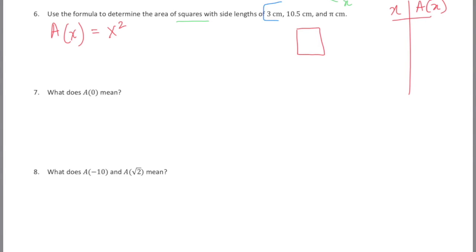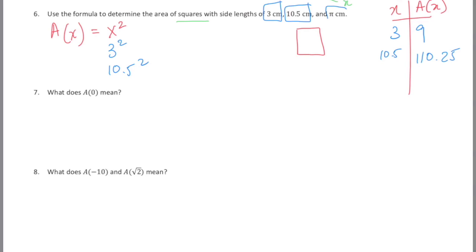So let's take a look at this first square. This first square is 3 centimeters, so that means the sides are 3 centimeters. If I plug in the 3 here, it would be 3 squared. For the next one I'm going to say that it's 10 and a half. Then I just plug in the 10 and a half for x, and the area will be 110 and 1/4. So that is going to be my area.